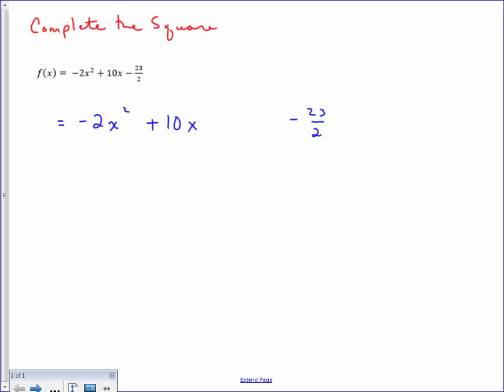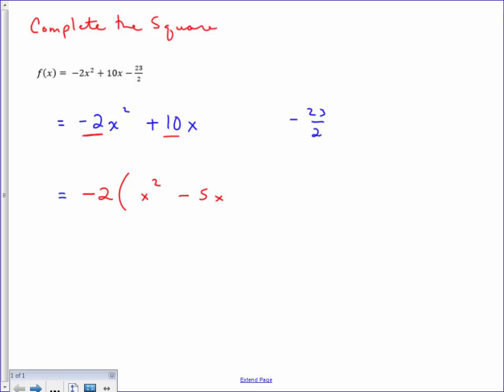Now, there is an added step when there is not a 1 in front of x squared. What you must then do is factor whatever value is in front of x squared out of the x squared term and the x term. So in this case, we see there's a -2 in front of x squared, so we must factor a -2 out, and then we'd be left with an x squared minus a 5x.